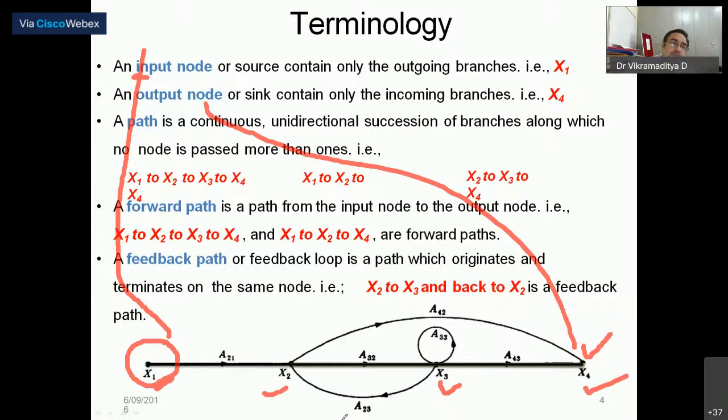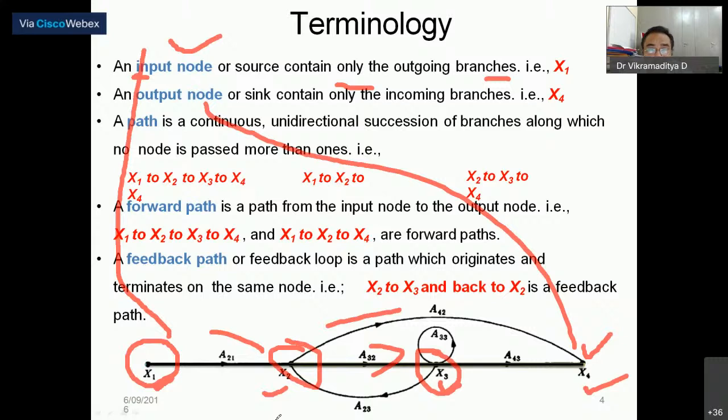Clear? Okay. So input node is clear, which has only, mind it, the word only is written, only outgoing branches. Output node, which is also known as sink node, has only incoming branches. Then there are mixed nodes also, like x2. It has an incoming also, and there is an outgoing also. Like this x3. It has incoming also and outgoing also. These are called mixed nodes because they have both types of signals.